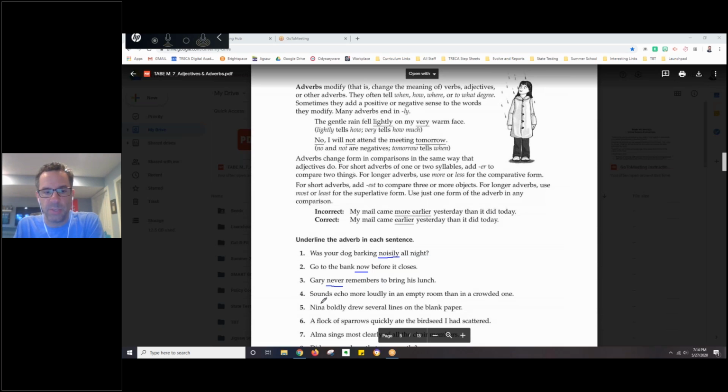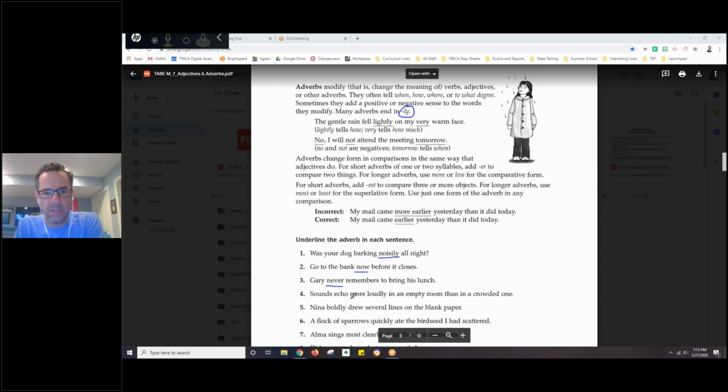We're looking for adverbs. Number 4, sounds echo more loudly in an empty room than in a crowded one. Lots of adverbs end in ly. So how do sounds echo? More loudly.